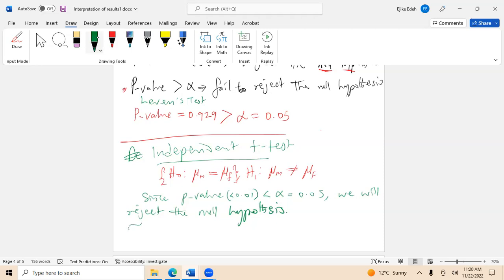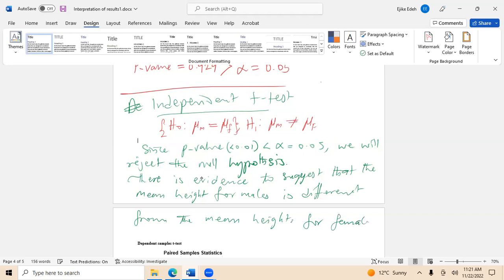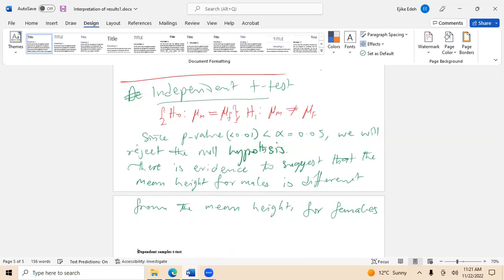We could say there is evidence to suggest that the mean height for males is different from the mean height for female, right?